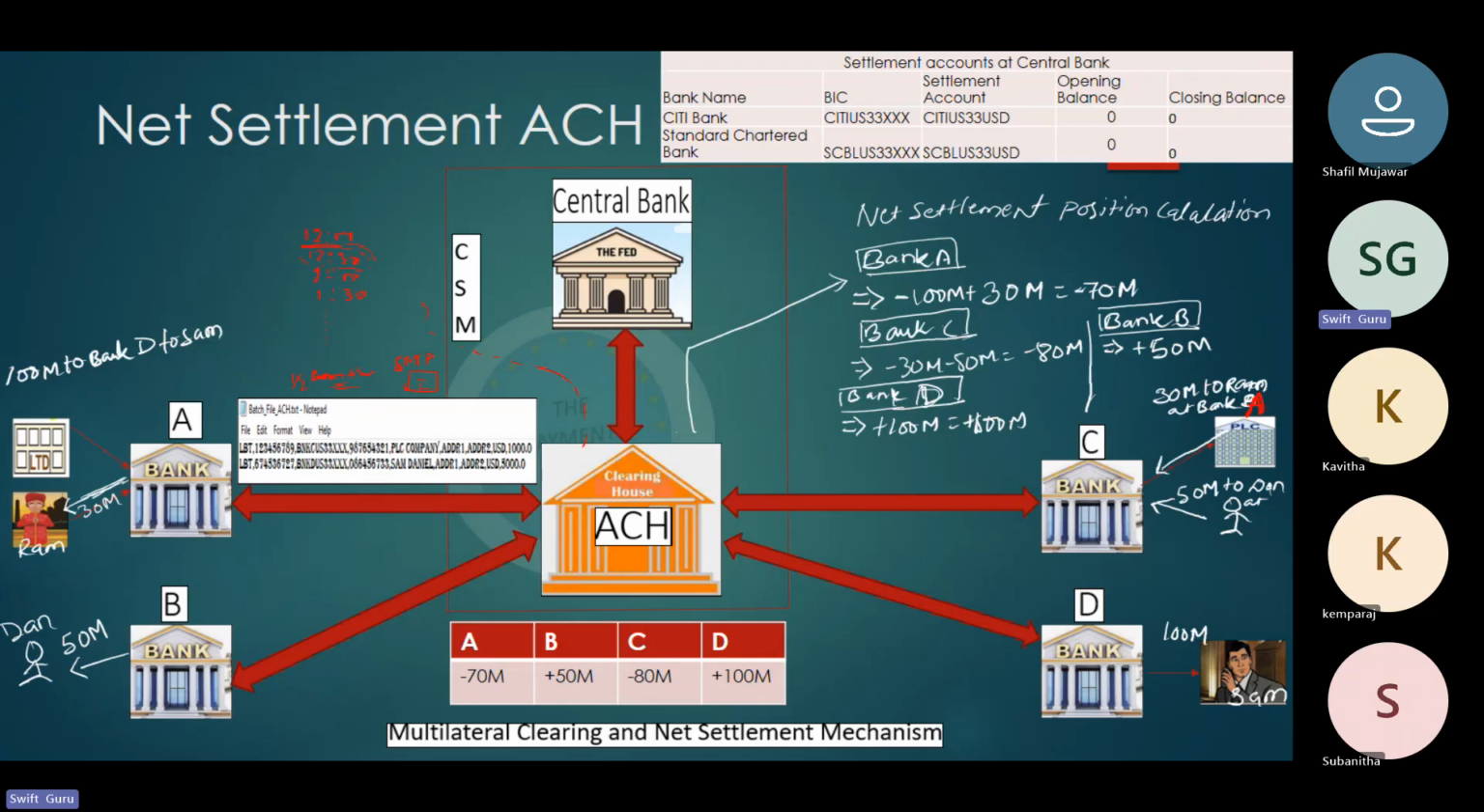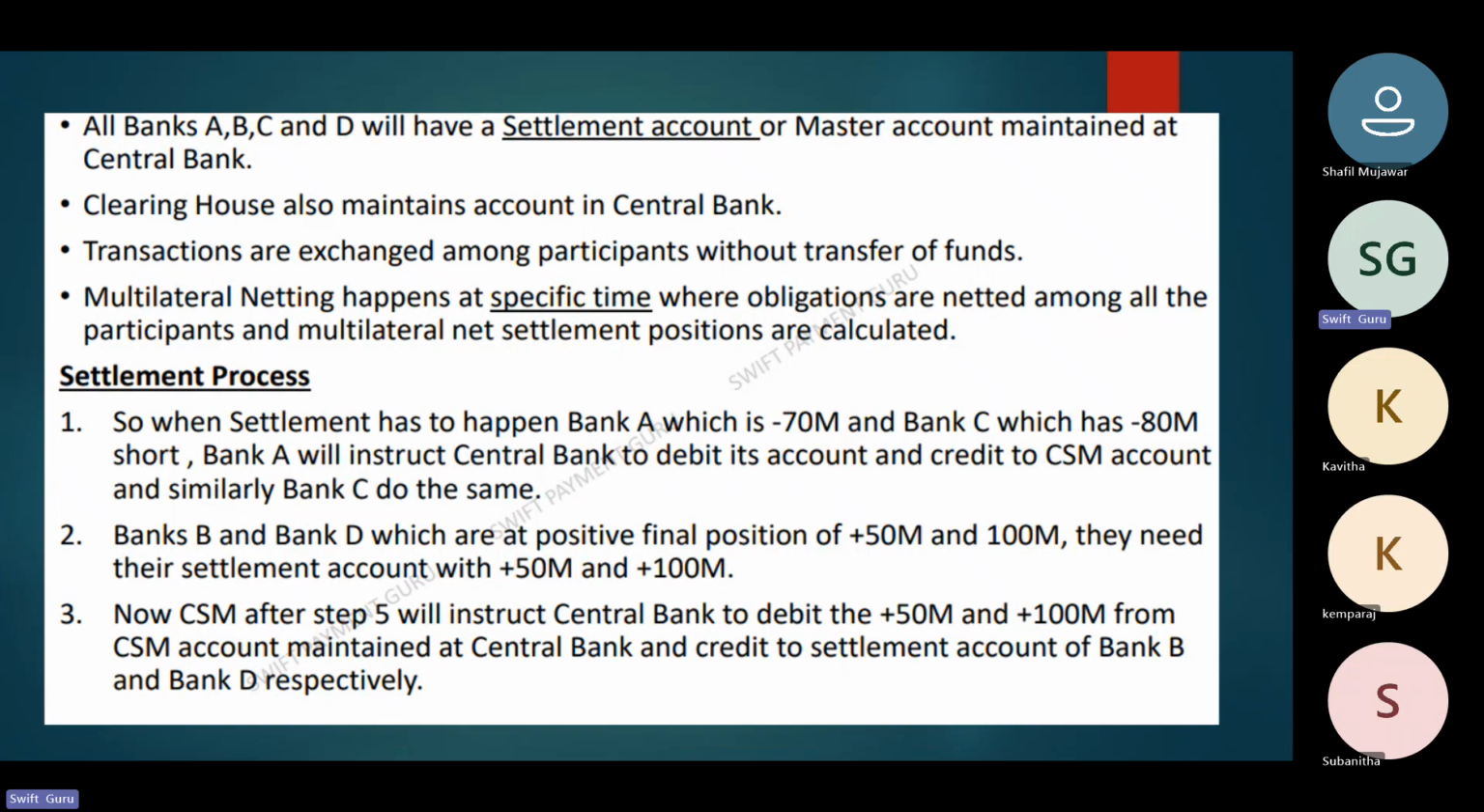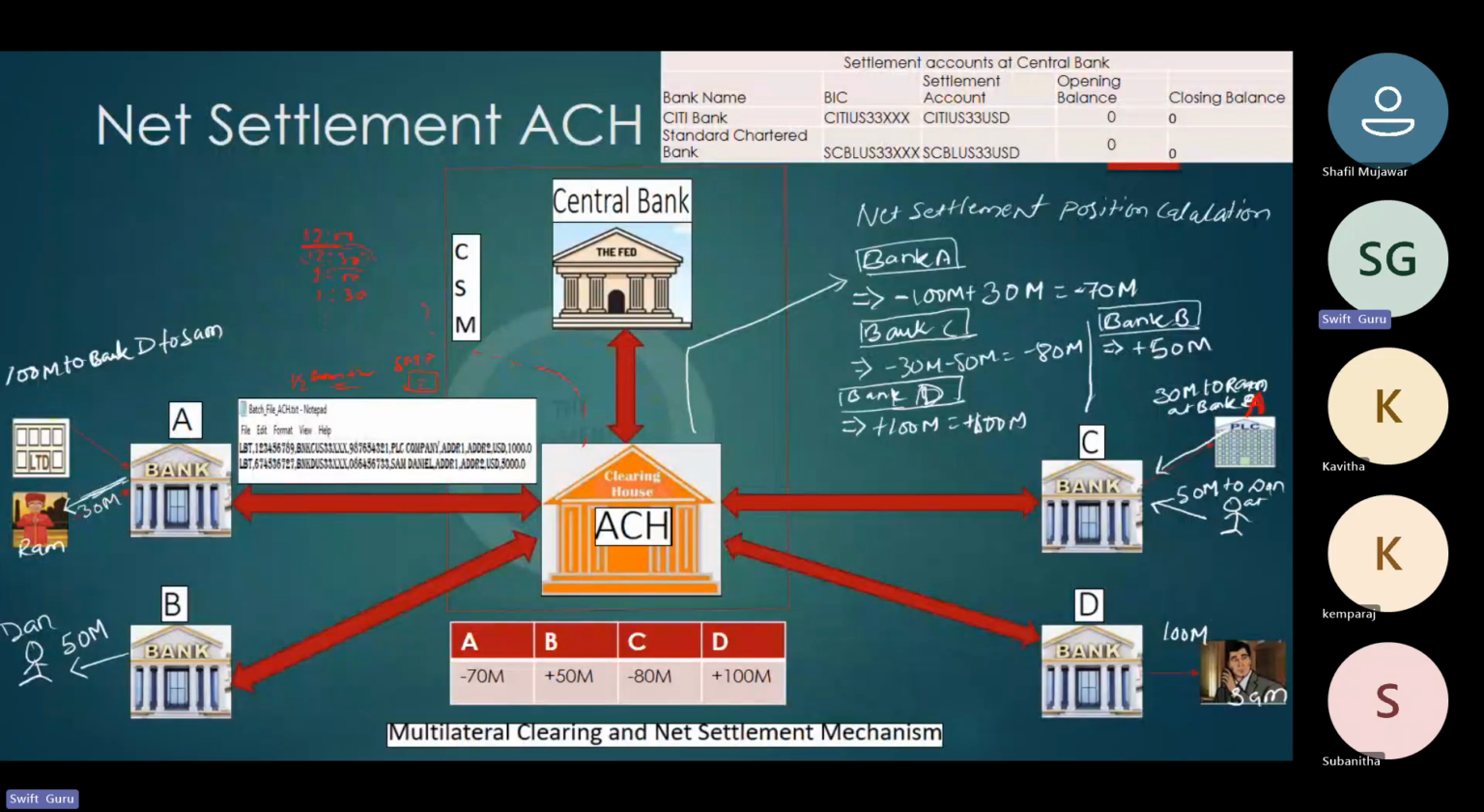So there are certain challenges and drawbacks of this net settlement system. It is a little more complex than your real-time gross settlement system. You need to create a batch file. You need to wait for some time. It is not near real time. The risk is also on a higher side, right?